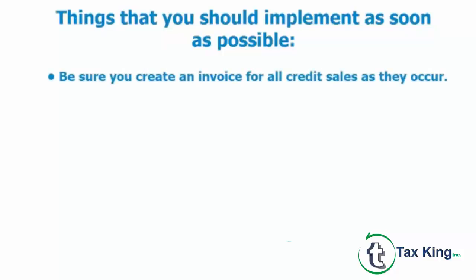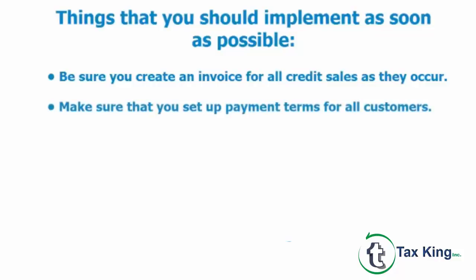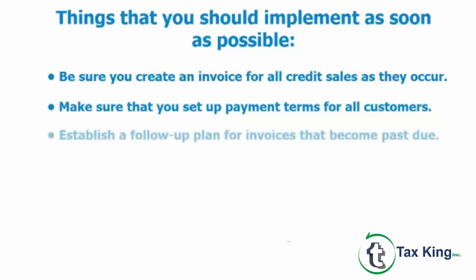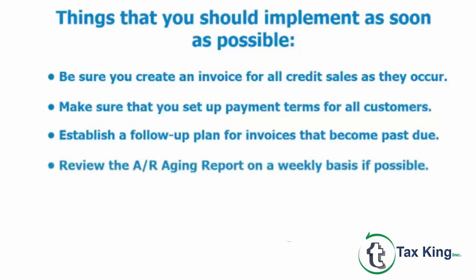First, be sure you create an invoice for all credit sales as they occur. Make sure that you set up payment terms for all customers. Establish a follow-up plan for invoices that become past due. For example, what action will you take when they are in each of the buckets, 1 to 30 days, 31 to 60 days, etc. Review the AR Aging Report on a weekly basis if possible.